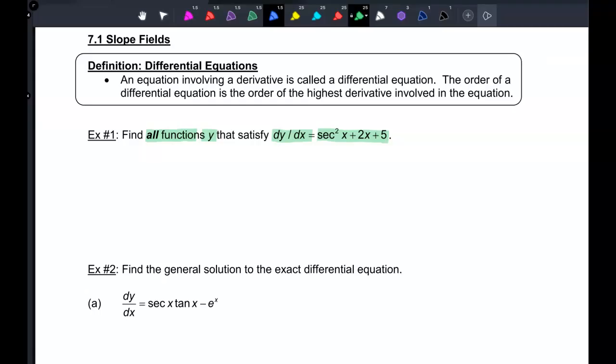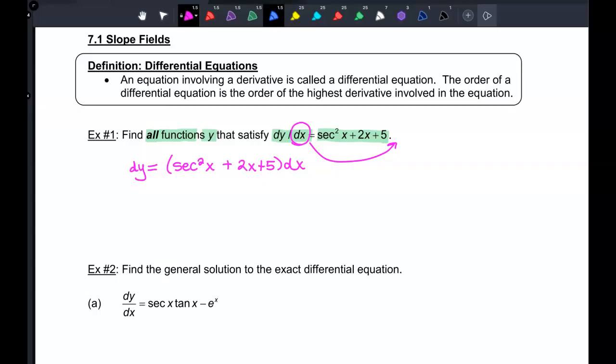Prior to this, I just said, evaluate the integral. I never said, here's the derivative, find y. But it's going to look exactly like what we did previously. So the first thing I'm going to do is multiply the dx to the right side. So I have dy equals secant squared x plus 2x plus 5 dx. Again, dy and dx are called differentials, so we separate the differentials. In 7.4 we'll have multiple variables, but in this case we only have the same variable on one side of the equation.